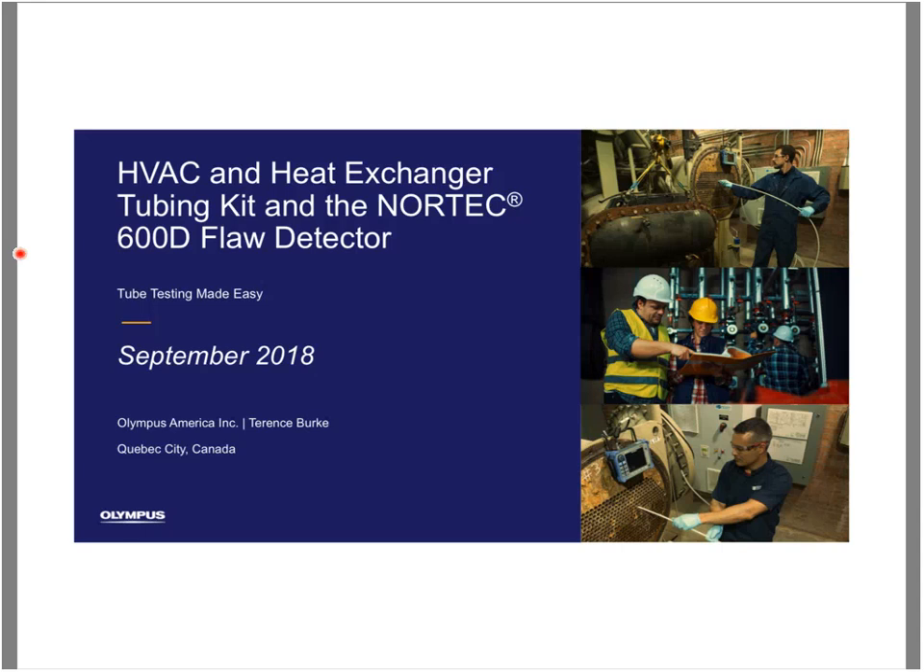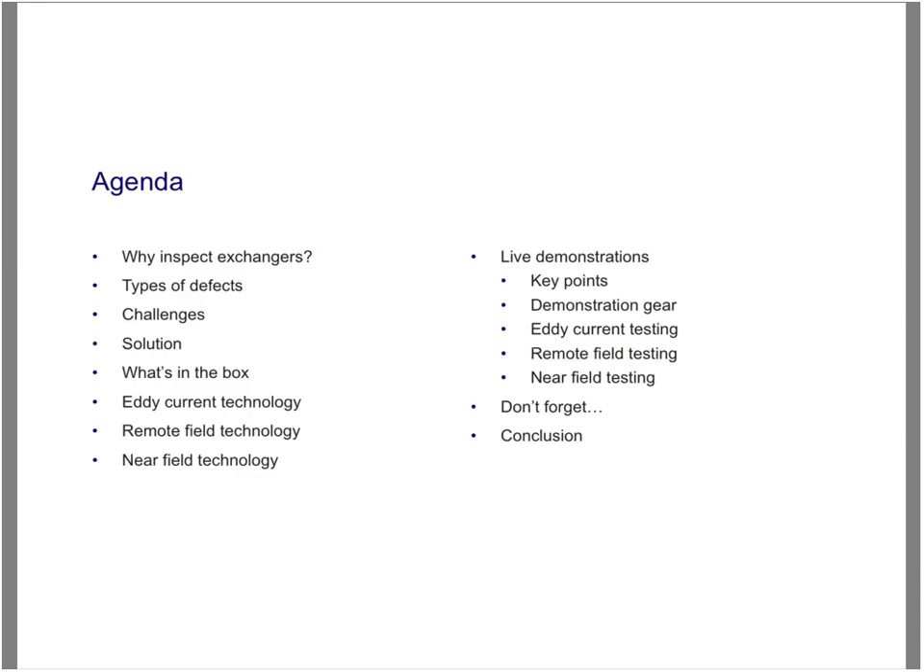So today we'll be looking at the HVAC and Heat Exchanger tubing kit and the NORTEC 600D Flaw Detector. Tube testing made easy. Today's agenda looks like the following. We're going to look at why we inspect exchangers, the types of defects, the challenges, the solution, and what's in the box. We'll also review the eddy current technology, remote field technology, and near field technology, just to give you a good idea of what's going on.